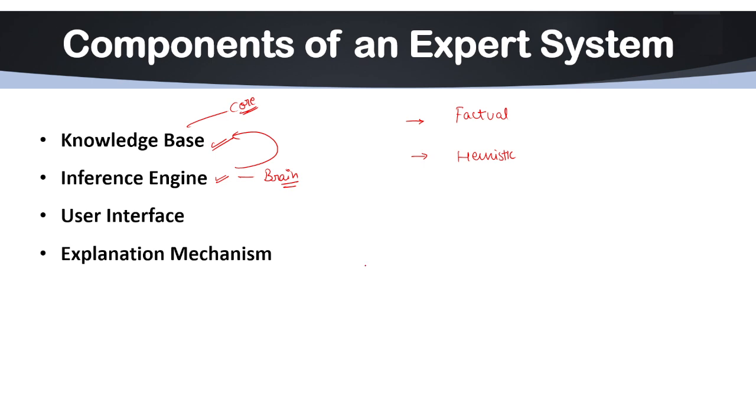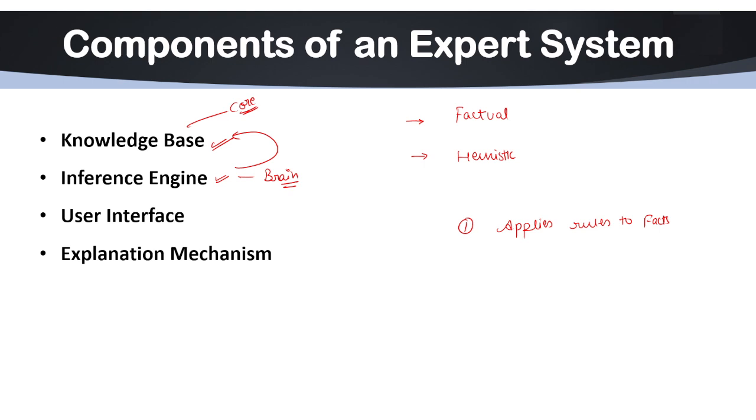We have so many functions under this brain of the expert system. So the first function can be that it applies rules to facts, it handles uncertainty, and it can also optimize the decision making.